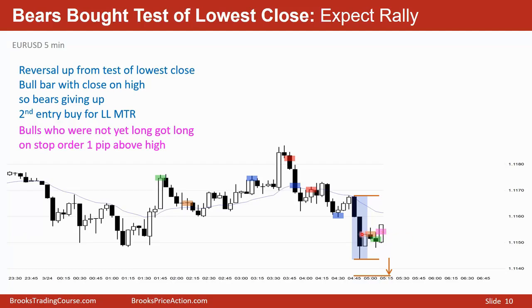This is what I was talking about. I typically do not take that sell, a good bull bar after a bear breakout, even though it's a surprise bear breakout. It's at the bottom of a trading range. I'd rather take a second entry buy because the second leg down is likely. The second leg down is small, and they bought that low close. This is a good stop entry buy.